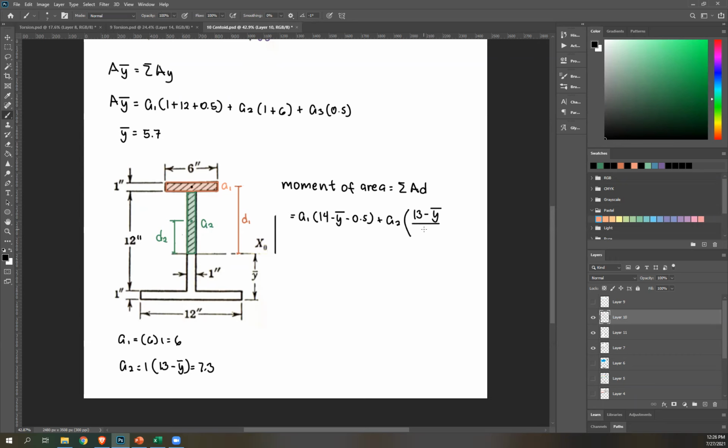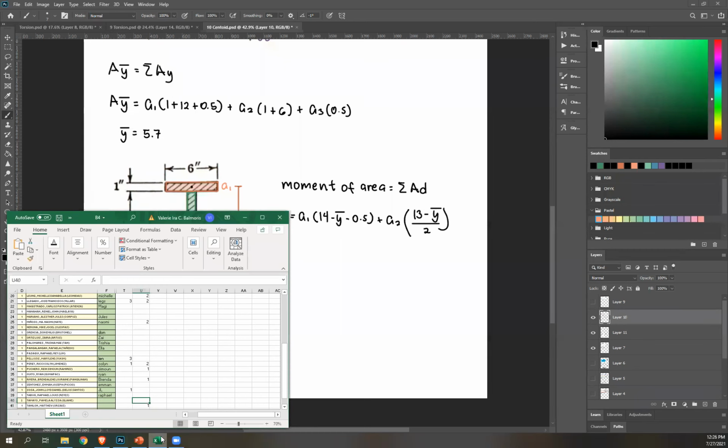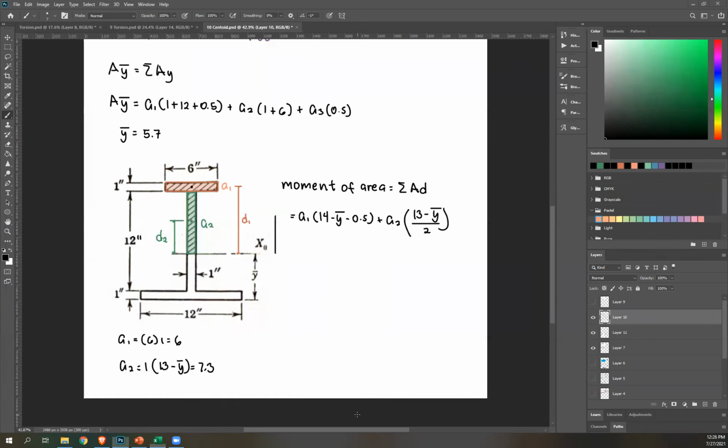over 2. So correct, Ricky Colin. Very good. So again, 13 minus y bar over 2. 13 minus y bar is already this length. We want to know D2. And D2 is just half the total height. That's why over 2. Okay?